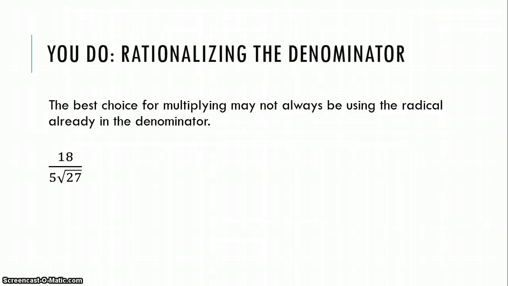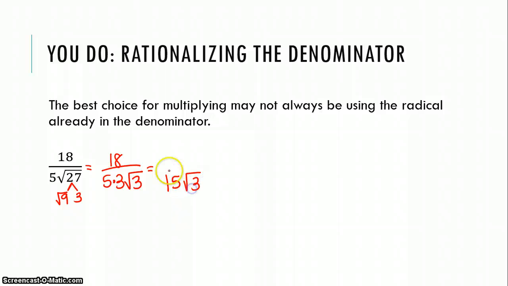So pause it and remember, thinking about using square root of 27 may not always be the best option. So if I simplify this, 27 is 9 and 3, and square root of 9 means that I really have 18 over 5 times 3 root 3. So I had the square root of 9, I already had a 5 outside, so that denominator becomes 15 root 3. So the problem is the root 3 here.